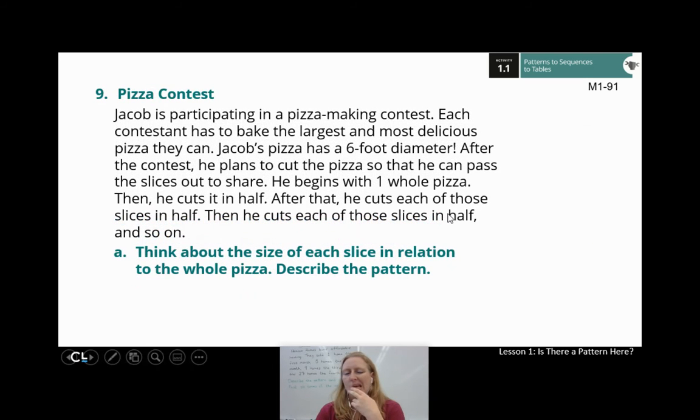All right, let's skip to number 9. We're just jumping everywhere, aren't we? We're all the way over on page 91. We're just jumping all over the place.